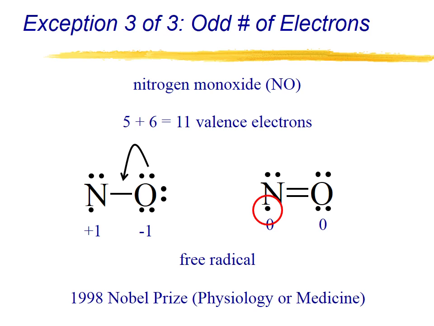This one, however, is important because this is a signal molecule that is used in regulating blood pressure. So the production and removal of this stuff in your bloodstream can trigger and stop vasodilation, so it makes your blood vessels larger or smaller to fine-tune the blood pressure. And for that discovery, the people that figured that out were awarded the 1998 Nobel Prize in Physiology or Medicine.